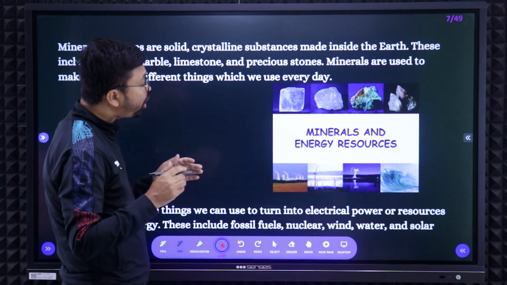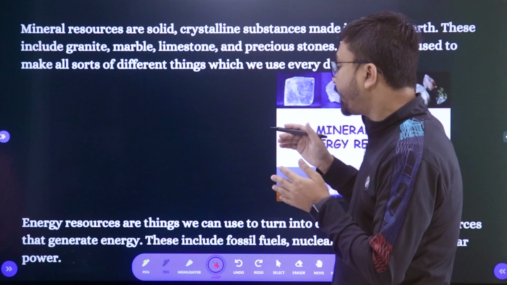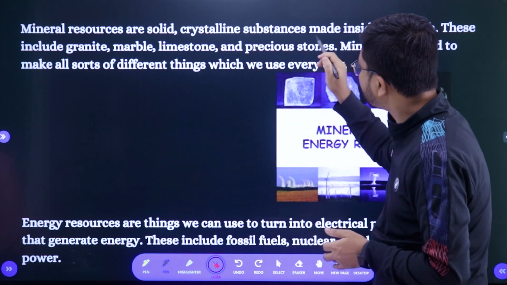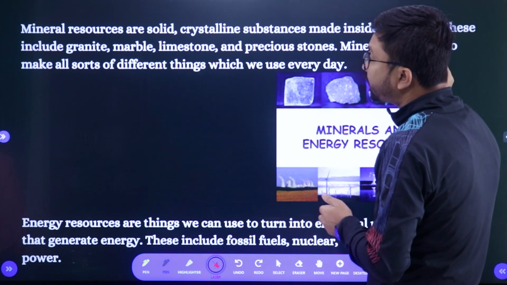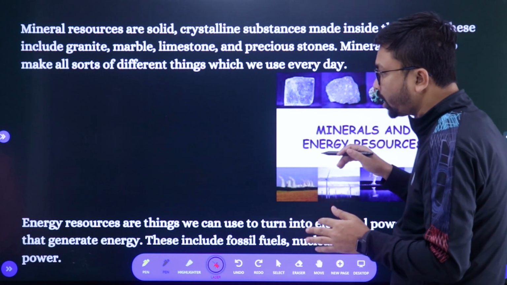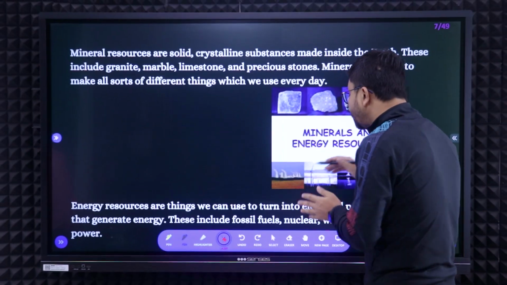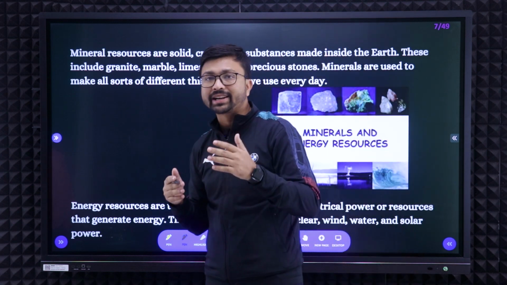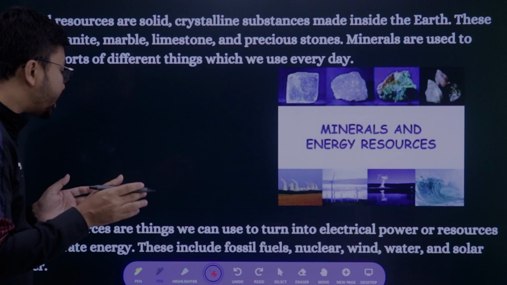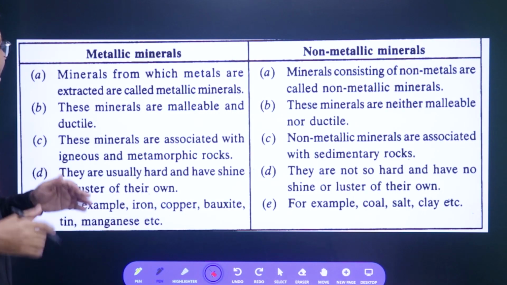Next we will have to know about the difference between minerals and energy resources. Mineral resources are solid, crystalline substances made inside the earth. This includes granite, marble, limestone, all those things together. On the other hand, energy resources are those things that are used to generate electricity. So that is called the energy minerals, right? This includes fossil fuels, nuclear, wind, water, solar plants, etc.